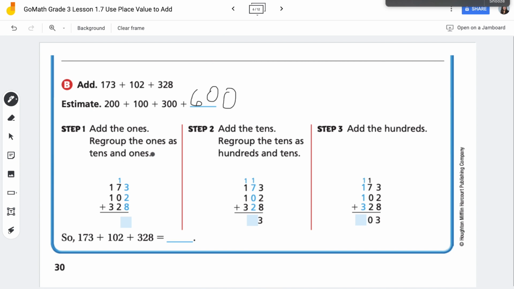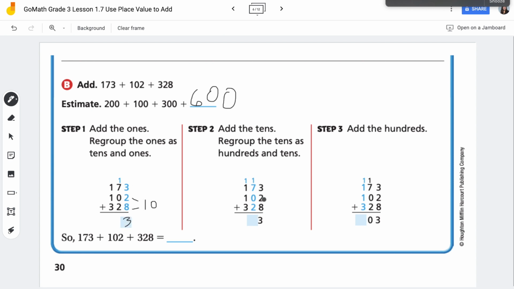Now we're going to add the ones, and we do have to regroup the ones as tens and ones. So I see, like Ms. Cohn had told us, look for friendly numbers. 8 plus 2 is 10. That's pretty friendly. Plus 3 more means 10 plus 3 is 13. And I had to regroup that 1 at the top.